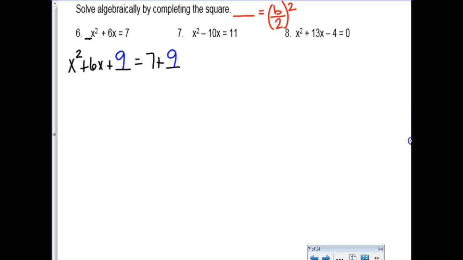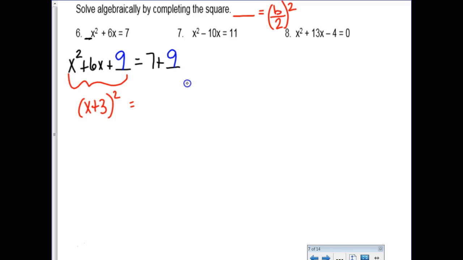So why'd we do that? Because now you have created a perfect trinomial that factors into the squared pattern. When you have this trinomial, this factors into x plus 3 times x plus 3, which we could write as x plus 3 quantity squared.